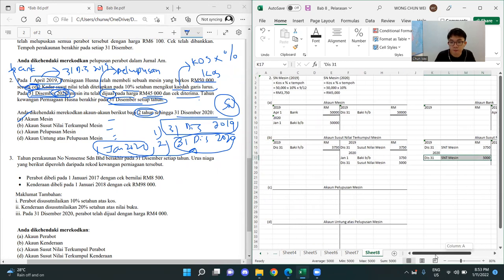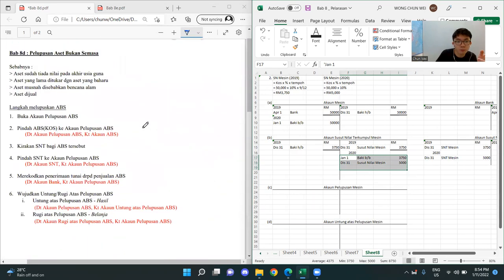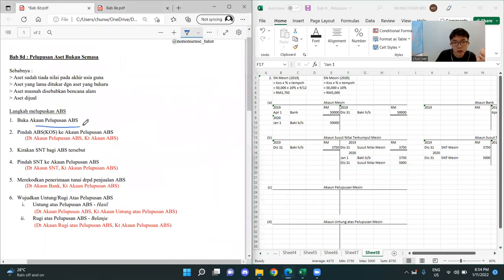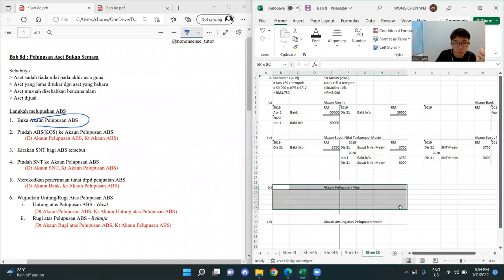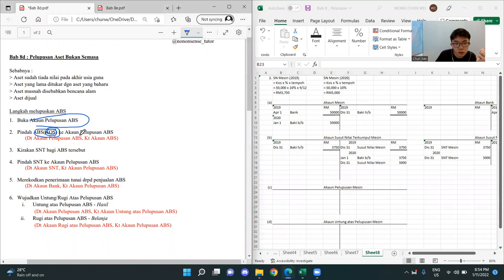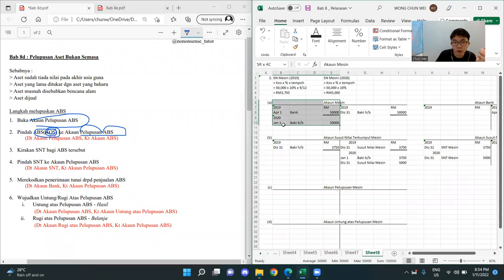Alright. So now, after recording this, then we have to record for the pelupusan. Remember in the pelupusan, we always buka account pelupusan dulu. So here, I buka account pelupusan machine. Can you see it or not? So after that, you pindah the asset bukan semasa cost to the pelupusan aset bukan semasa. So this is the account bukan semasa dalam cost 50,000 lah. I have to send this machine because I'm selling this machine. Okay, kita sekarang jual machine ini. So we have to send it to pelupusan machine.